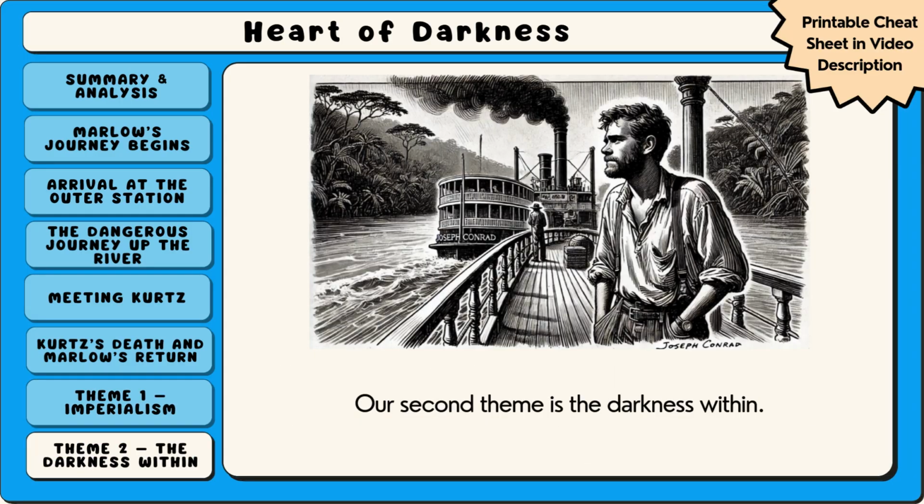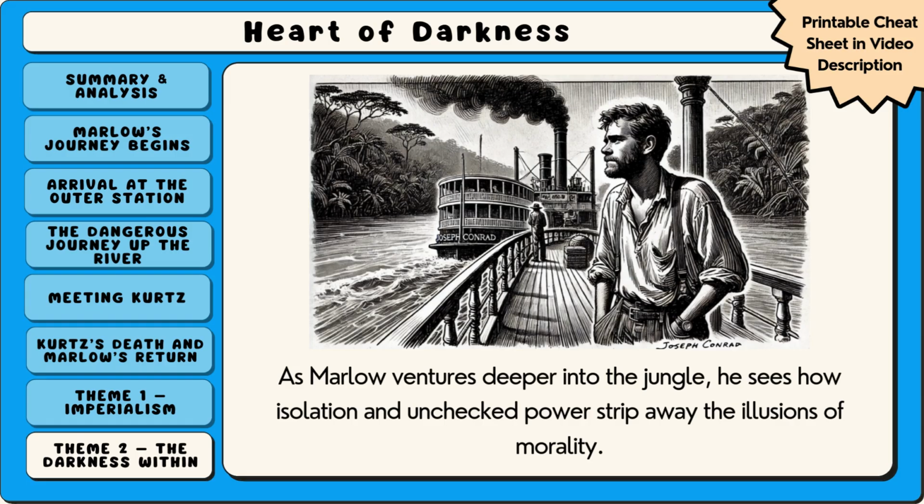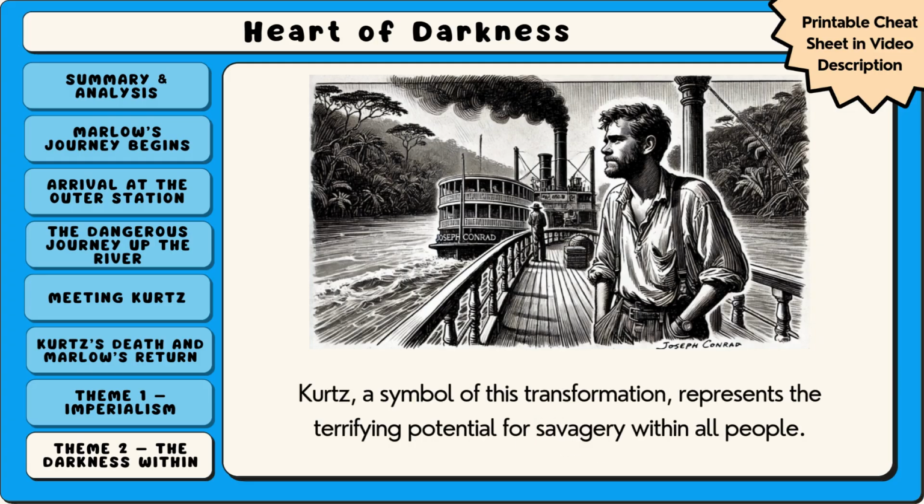Kurtz, once an idealistic man, is ultimately consumed by his own power, demonstrating how imperialism corrupts those who engage in it. Our second theme is the darkness within. The novel explores the theme of human darkness, suggesting that civilization is just a thin veil over humanity's most primal instincts. As Marlow ventures deeper into the jungle, he sees how isolation and unchecked power strip away the illusions of morality. Kurtz, a symbol of this transformation, represents the terrifying potential for savagery within all people.